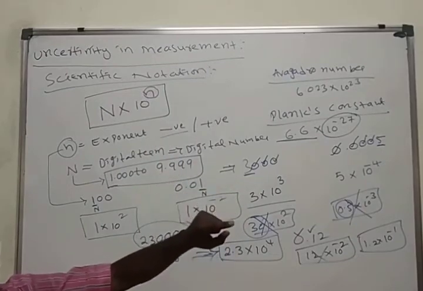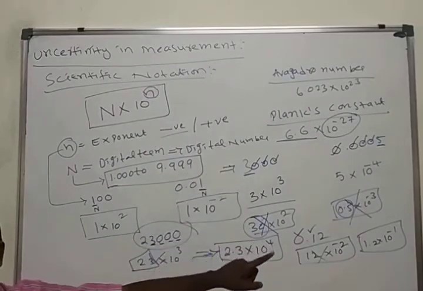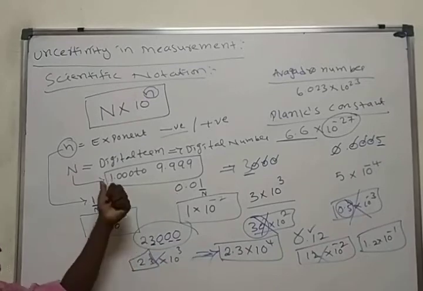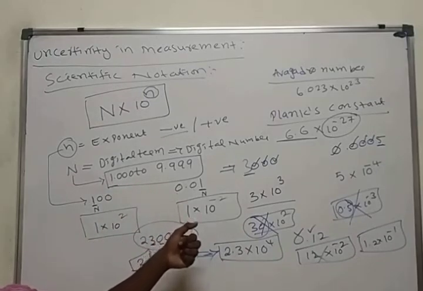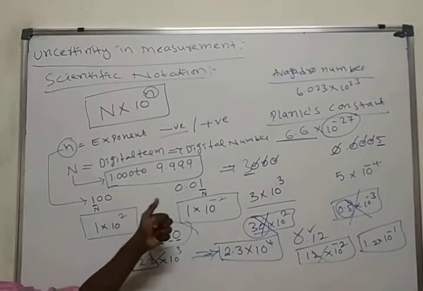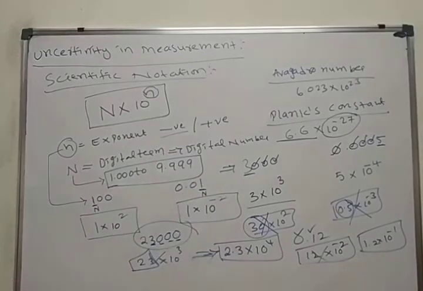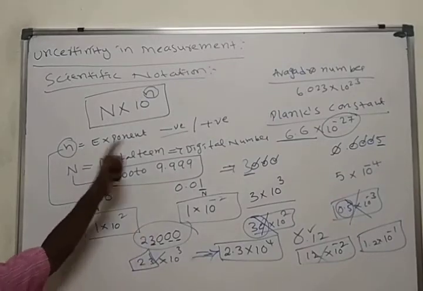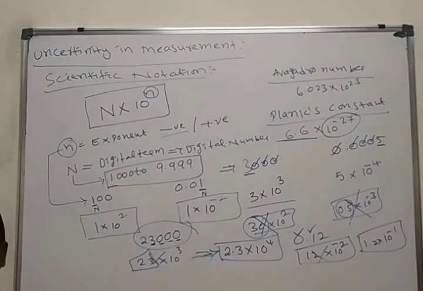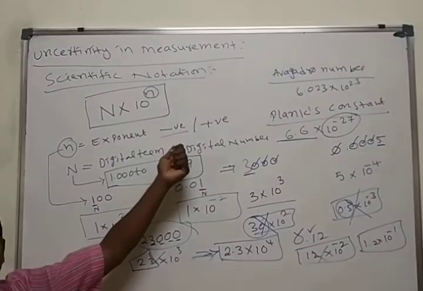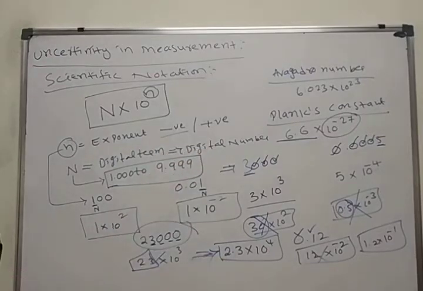Okay, not exceed 9.9, not less than 1.00. It should not be less than 1.00. It should not exceed 9.99. Don't write the 10. Okay, exponent. Here it is a small n. It may be positive or it may be negative.